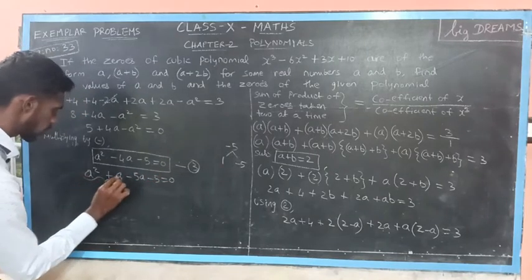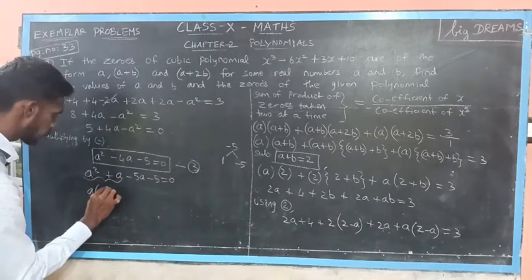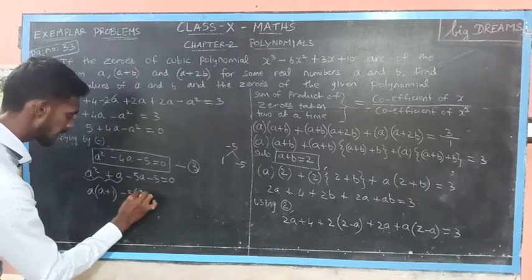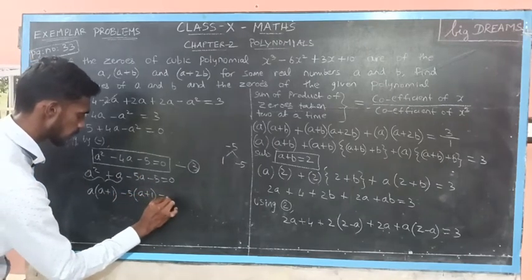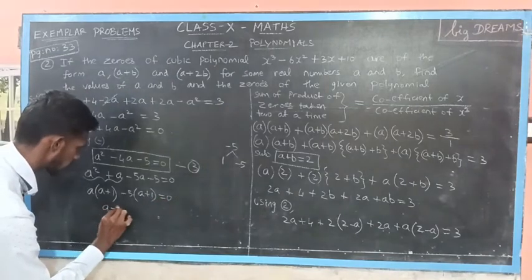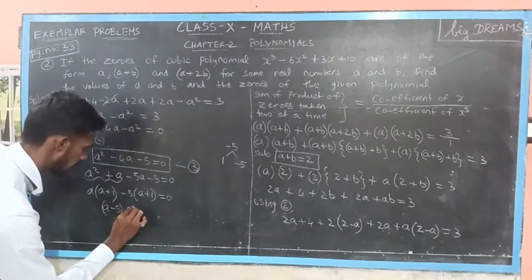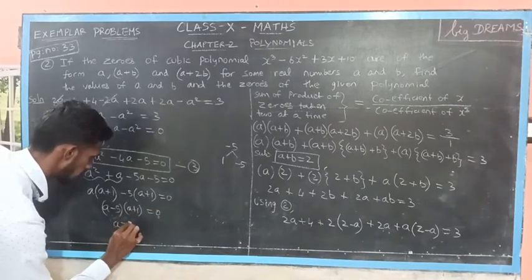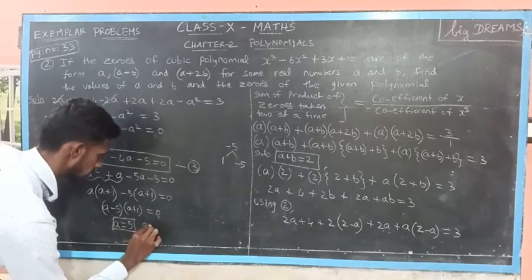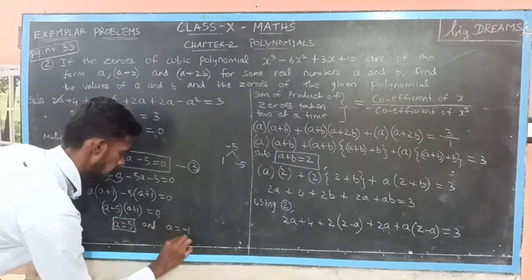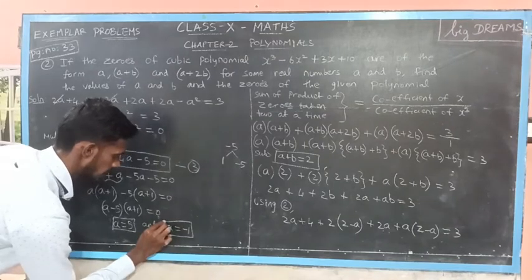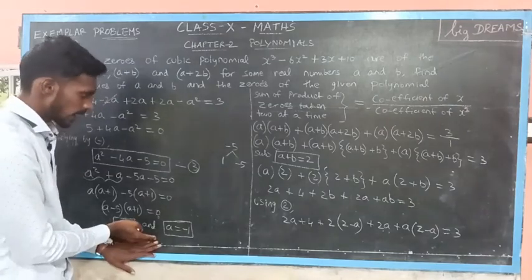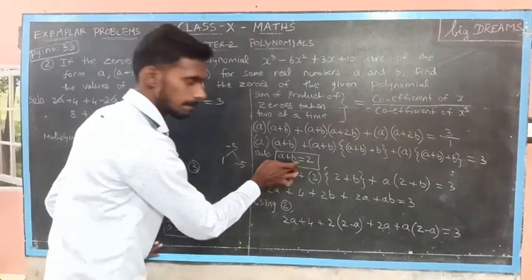So, taking a as common from these two terms, a into a plus 1, and minus 5 from these two terms, I will be getting a plus 1 is equal to 0. So, it is a minus 5 and then the common term a plus 1 is equal to 0. So, the values of a are a is equal to plus 5 and a is equal to minus 1. So, we are getting the values of a to be 5 and minus 1. For the corresponding a value, we are going to find the corresponding b value.